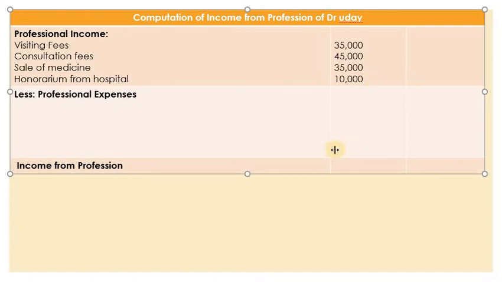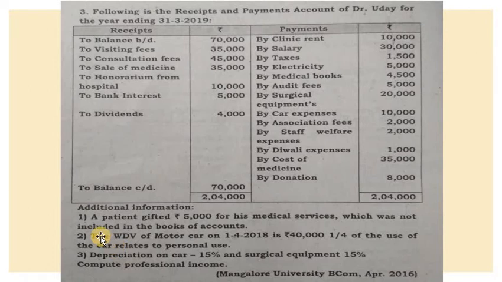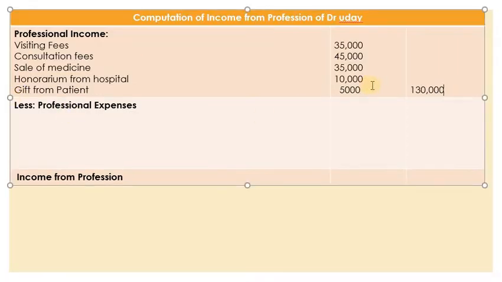But before that there is one adjustment in the problem. A patient gifted 5,000 for his medical services, which was not included. So there is a gift which should be included in the professional receipts. We will include that 5,000. Total is 1,30,000. Now let's go to the professional expenses.